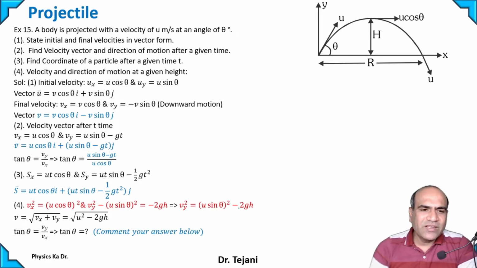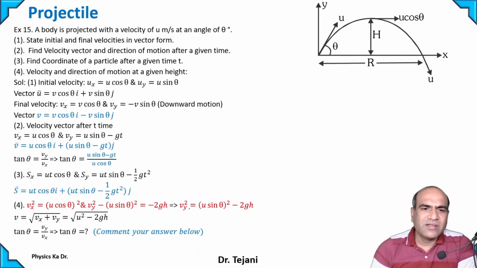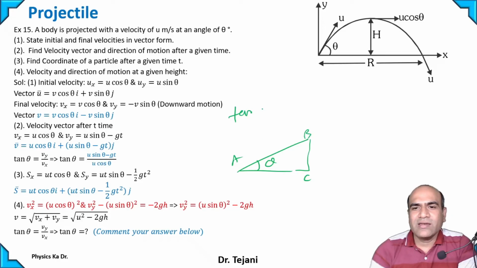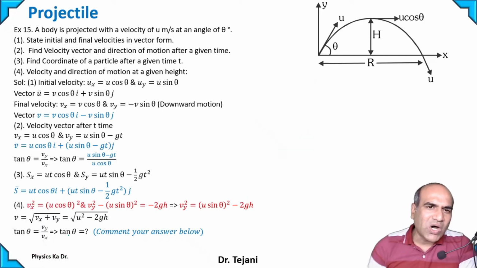And for angle, we know that tan theta is y divided by vx, a similar equation will be there. If you want to have angle theta, we always know that in triangle ABC, tan theta is equal to BC divided by AC. You do this, it is applicable to all.